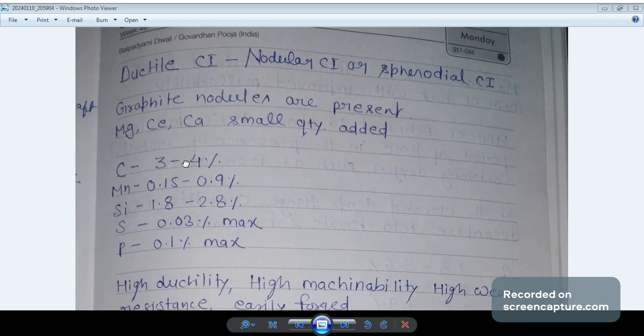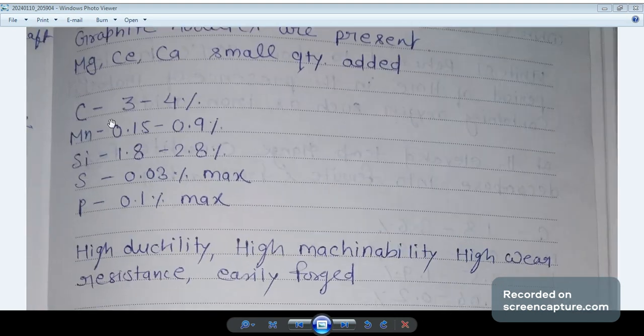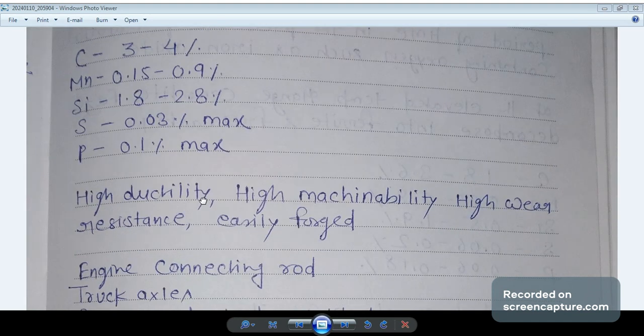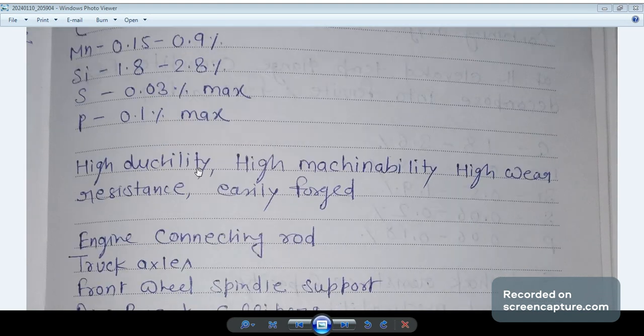In this, the composition is carbon 3 to 4%, manganese 0.15 to 0.9%, silicon 1.8 to 2.8%, sulfur 0.03% maximum, and phosphorus 0.1% maximum. And ductile cast iron has high ductility, high machinability, and high wear resistance, and is easily forged.